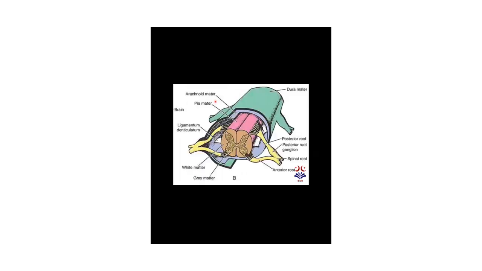There are gray and white matter present, and you could see this is the spinal cord. In the center is this H-shaped tissue, which is the gray matter, and this is the white matter. The gray matter consists of the nerve cell bodies, and the white matter consists of the nerve fibers.